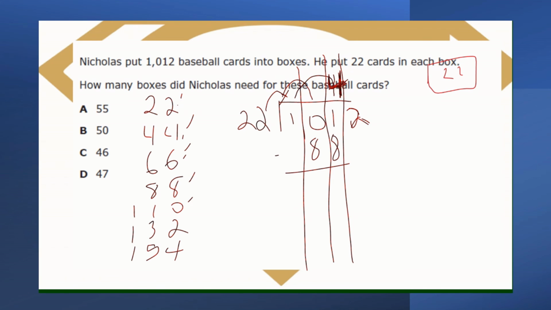1 minus 8. We can't do that, so we have to regroup. We borrow 1, so that becomes a 9. That becomes an 11. 11 minus 8 is what? 3. 9 minus 8 is what? 1. Can 22 go into 13?